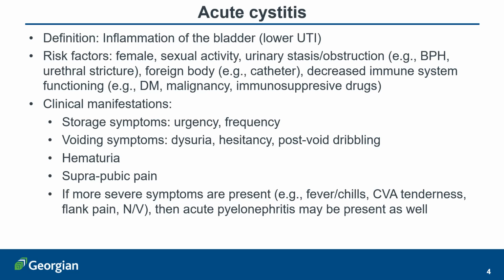For acute pyelonephritis, the definition is an infection of the renal parenchyma, the tissue within the kidney itself. In terms of the etiology, it's usually an ascending infection from the lower UTI.